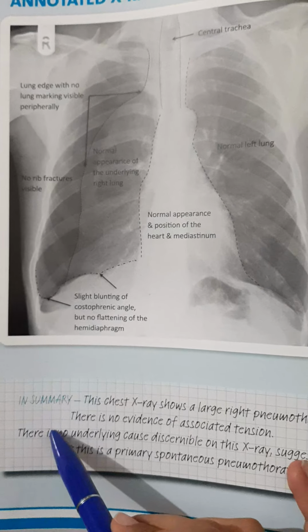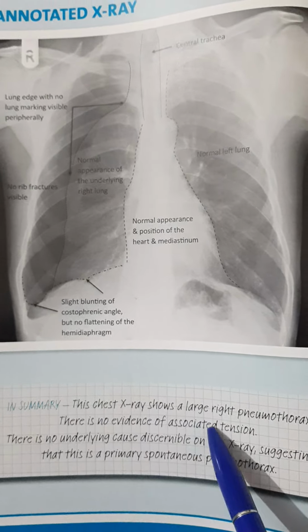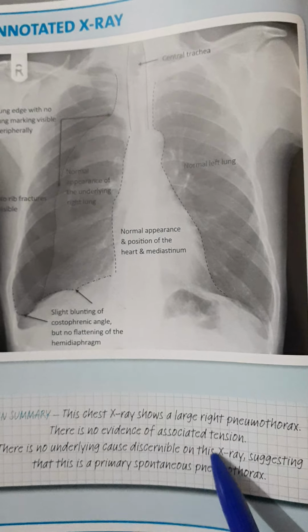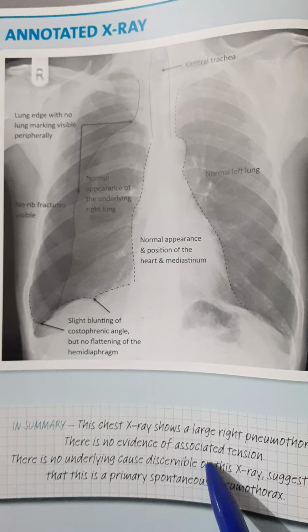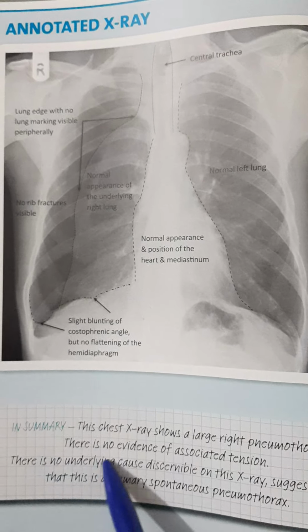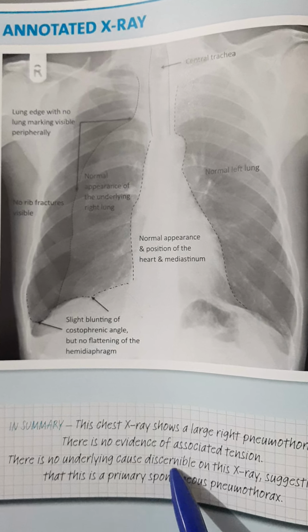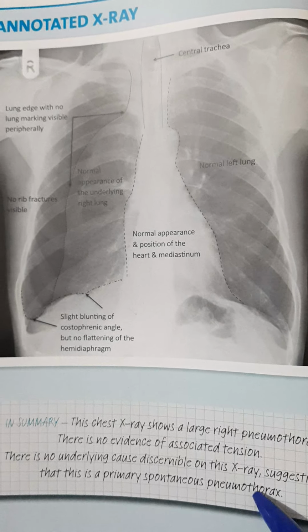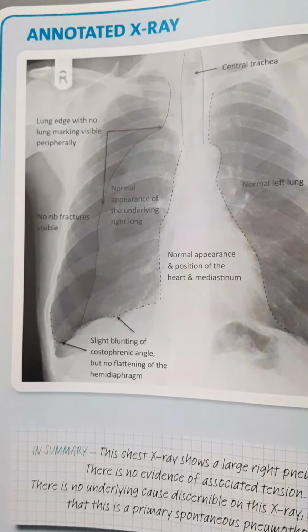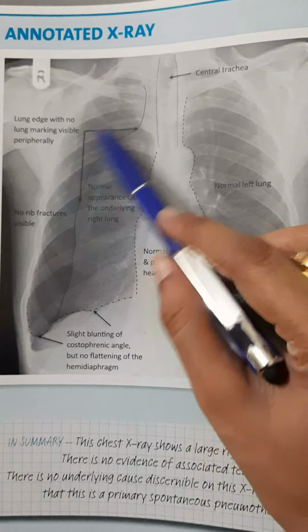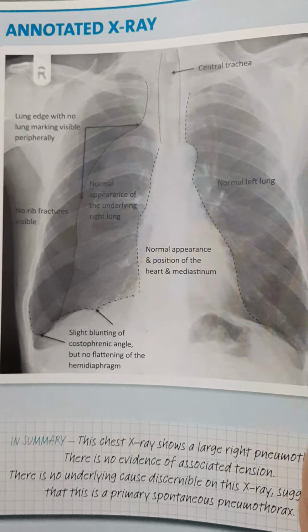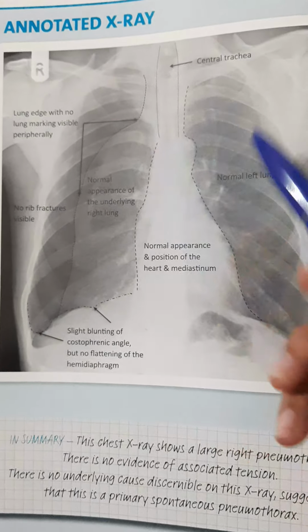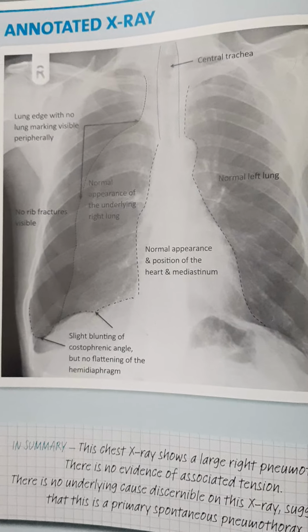How do we summarize this? This is a chest X-ray which shows a large right pneumothorax, and there is no evidence of associated tension. There is no underlying cause described on this X-ray, suggesting that this is a primary spontaneous pneumothorax. So this was the case of the pneumothorax, and this is the interpretation of the chest X-ray. Now we come towards how you present your findings to the examiner.